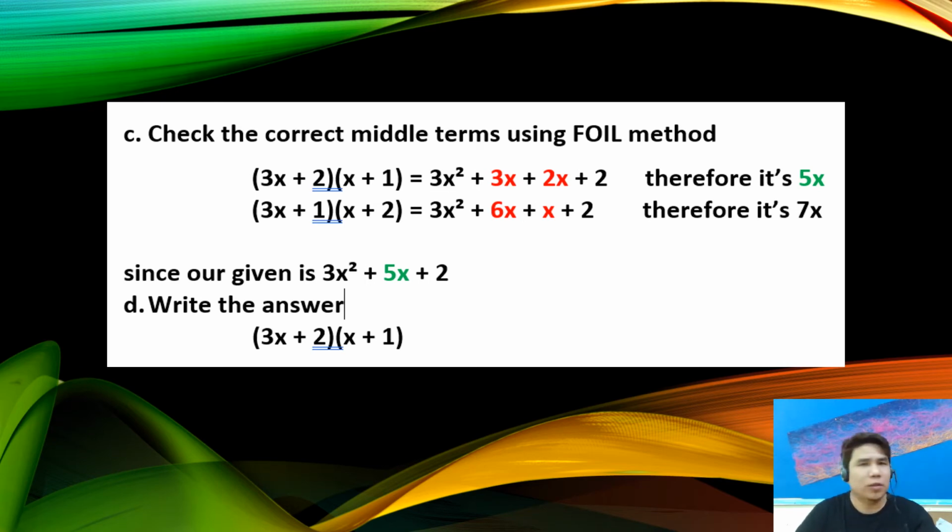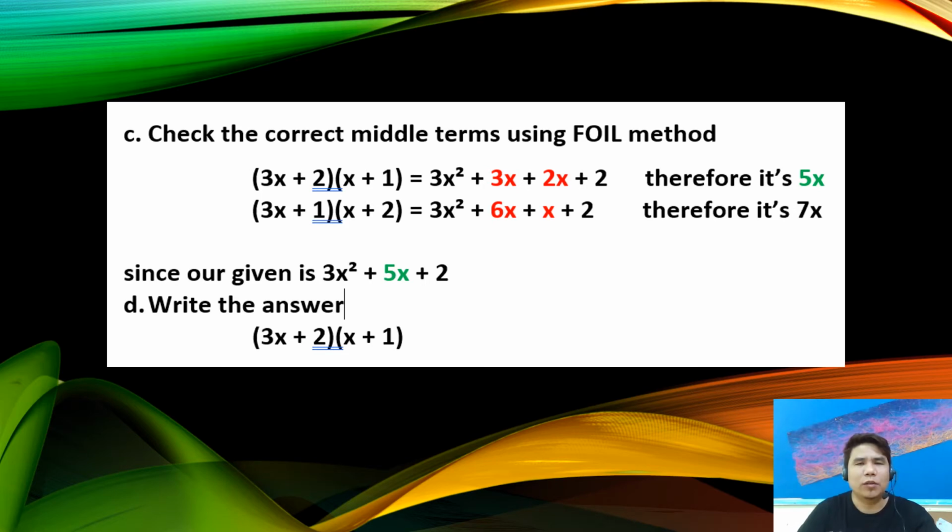Multiplying binomials. So we have here 3x plus 2 times the quantity x plus 1. The first set of factors, tentative factors. So you multiply 3x by x, you have 3x squared. 3x times 1 is 3x, and then you proceed to 2 times x is 2x, then 2 times 1 is 2. Therefore, its middle term, when the two terms are added, 3x plus 2x is equal to 5x.